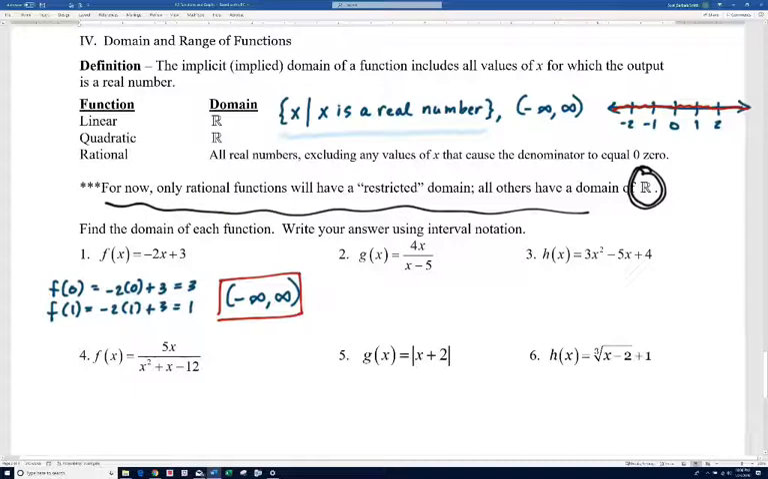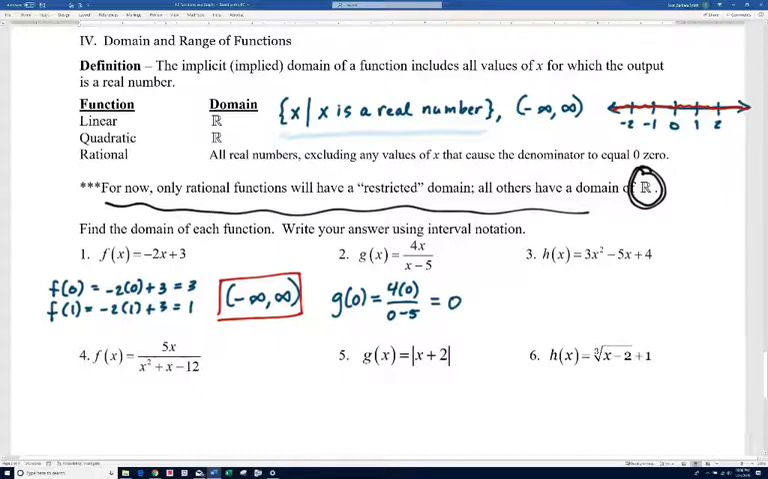Now, look at number 2. That's not going to be true for this problem. Certainly, you can plug in most values. Like here, if I plug in 0, I have 4 times 0 over 0 minus 5. Well, that's 0 over negative 5, and 0 divided by any number other than 0 is 0.